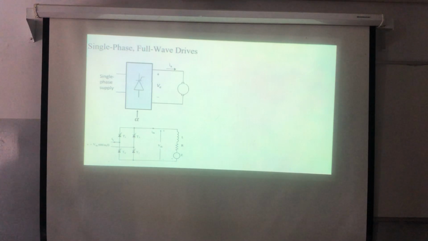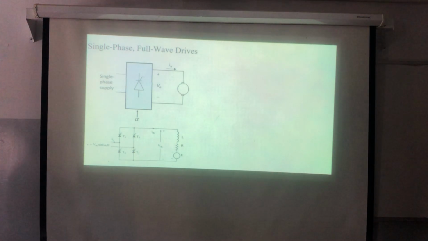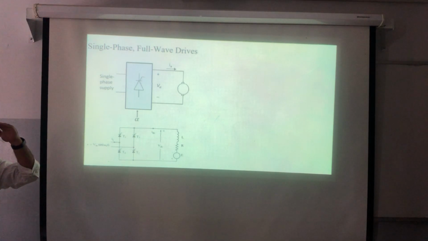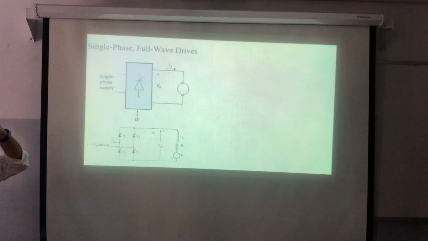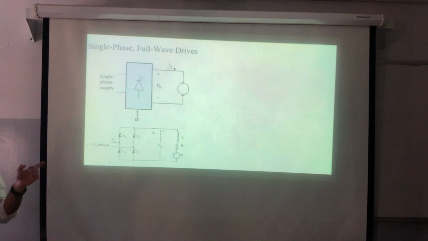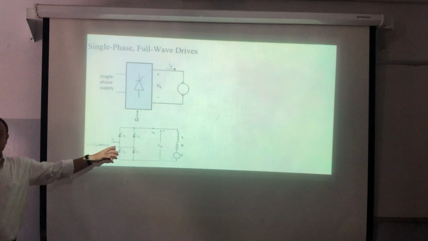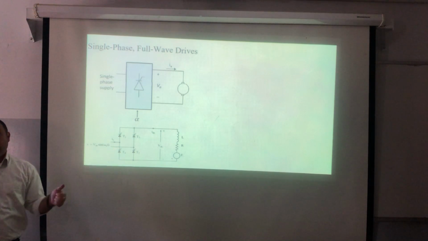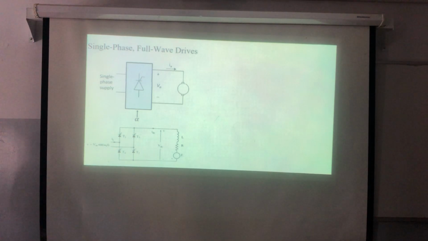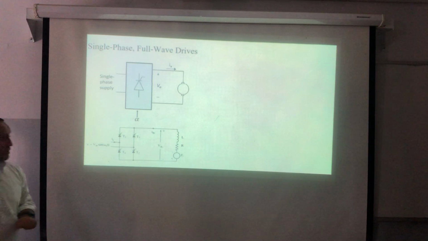Correct? So reversing the voltage means what? This means that I can control the positive area and the negative area. If the positive area is higher than the negative area, then the average value will be positive. If the negative area is higher than the positive area, then the average value will be negative. So in general, the current all the time is positive, while the voltage can be either positive or negative. Correct?